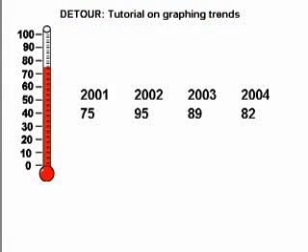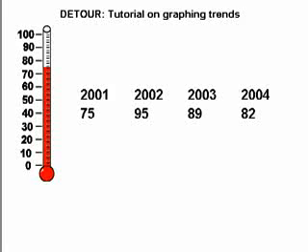Detour, tutorial on graphing trends. Soon, we will describe the amazing progress computers have made in recent decades. If you are comfortable understanding how to use graphs to illustrate trends over time, you can skip ahead until you see a page labeled Amazing Progress. If not, we will now spend a little time explaining how graphs work.